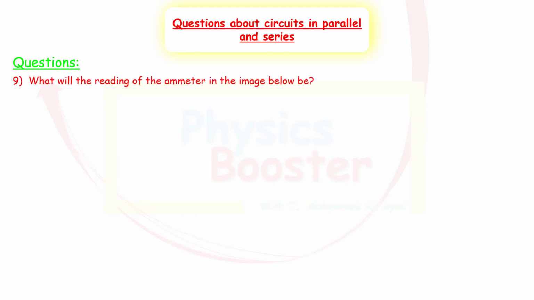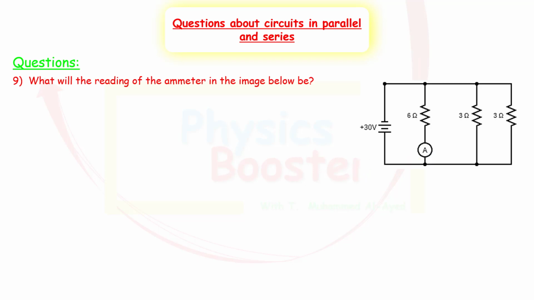What will the reading of the ammeter in the image below be? Okay, now it's asking me for the current right here. Since this is a parallel circuit, we know that the potential difference is going to be the same for the 3 resistors. So the potential difference here is 30, here is 30, and here it is also 30. We want the current. We know that the current is equal to the potential difference divided by the resistance. And this is really straightforward. The potential difference is equal to 30 because it's the same across the whole circuit, divided by the resistance, which is 30 over 6. So the answer is 5 amperes.